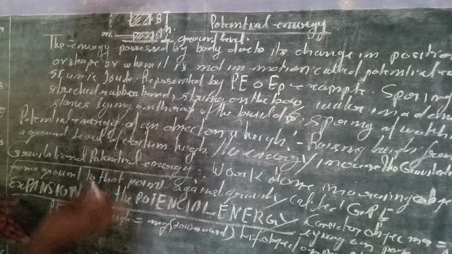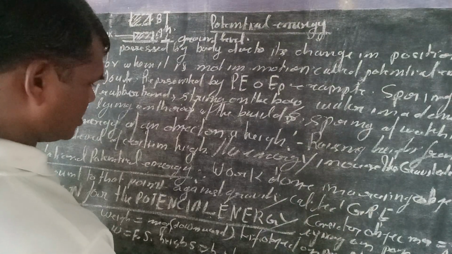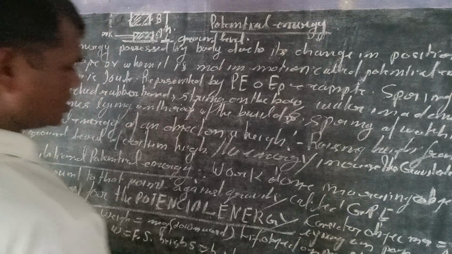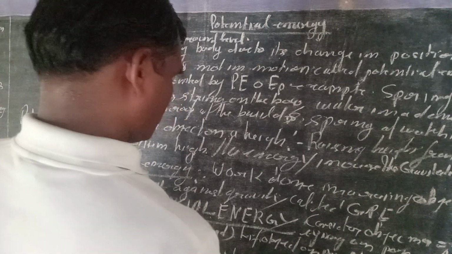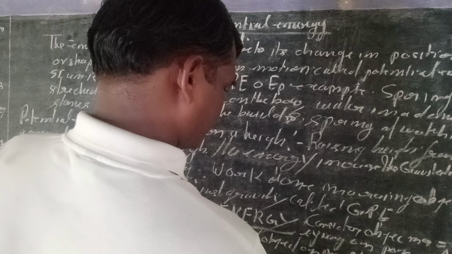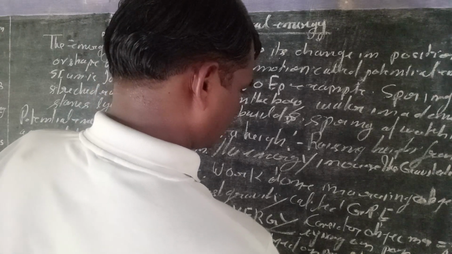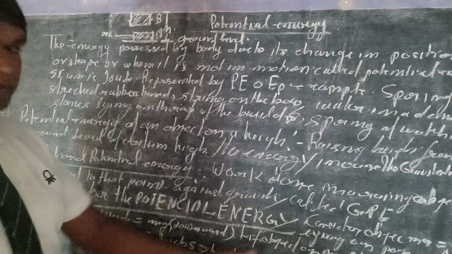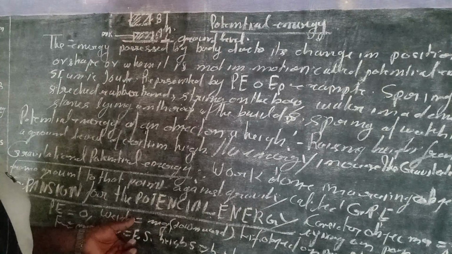The force F applied on the object to raise it to level B becomes m into g. Work done W is always F into s. As the height is s, W is equal to m into g into h. Then potential energy, PE or EP, is also equal to m into g into h. This is the formula of the potential energy.